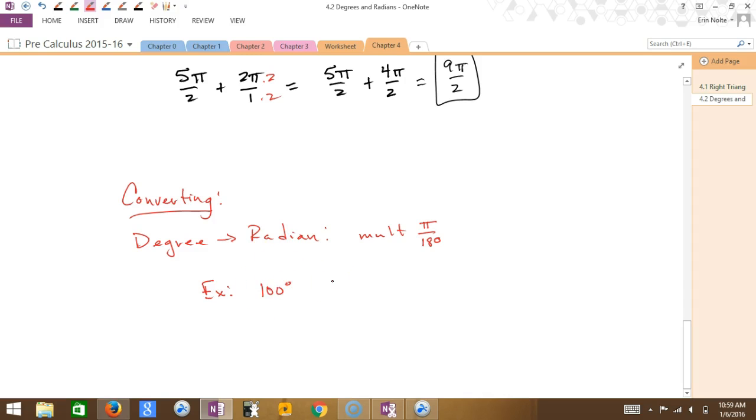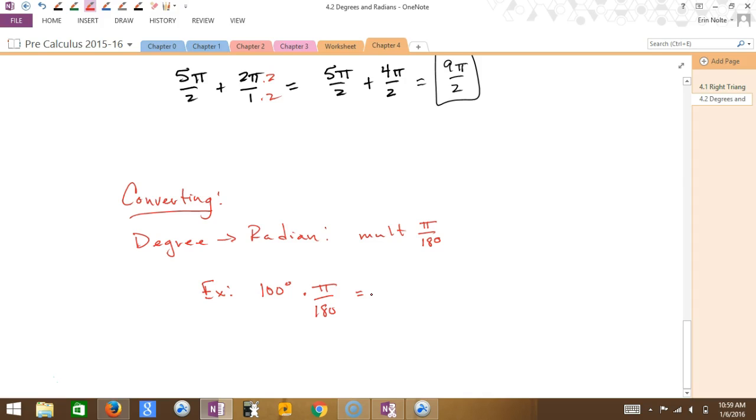Okay, so if you have 100 degrees and you want to convert it to radians, you're going to multiply by pi over 180. This is a little bit tricky in the fact that you are multiplying fractions together with a pi. I don't want you to multiply that directly in the calculator. I want you to give me an answer that is in terms of pi. All radians should be in terms of pi, usually, most of the time, if you can.